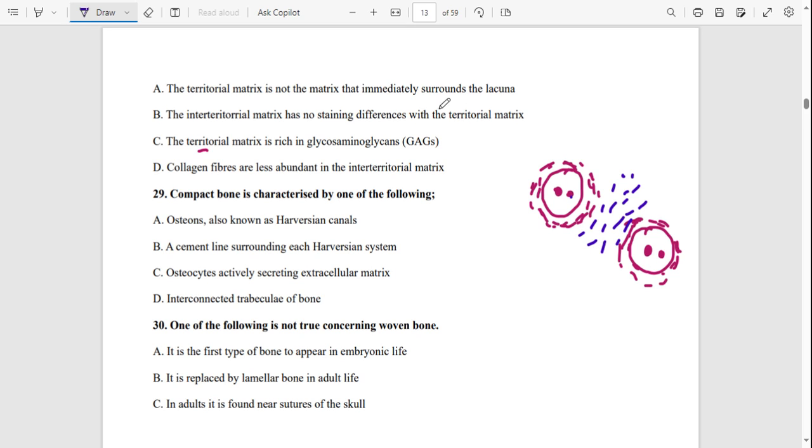To be specific, the territorial matrix has a lot of glycosaminoglycans, so it is going to stain even more basophilic. Okay, you are going to see it more dark like that. So that's the answer, C.